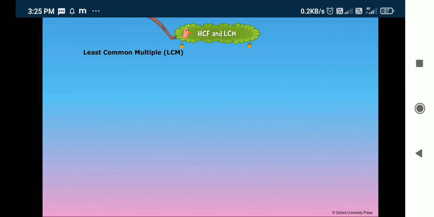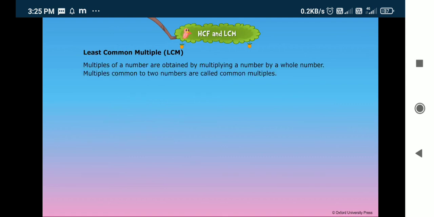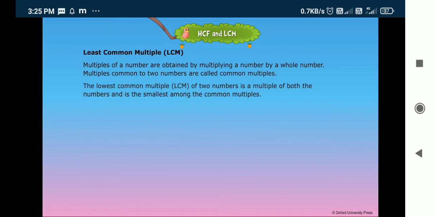Least common multiple, LCM. Multiples of a number are obtained by multiplying a number by a whole number. Multiples common to two numbers are called common multiples. The lowest common multiple, LCM, of two numbers is a multiple of both the numbers and is the smallest among the common multiples. For example, let's find out the LCM of the pair of numbers 6 and 8.